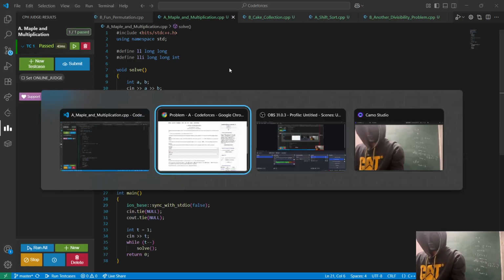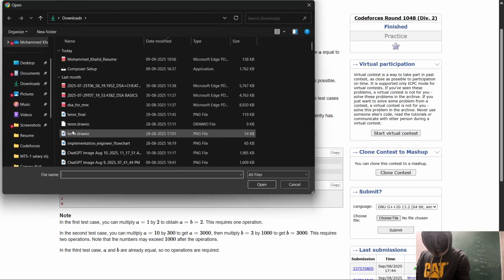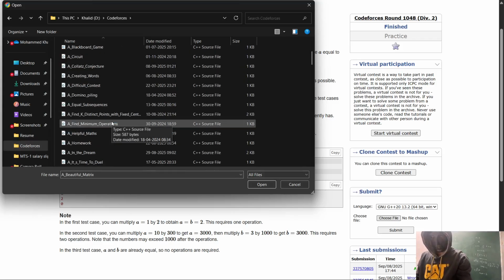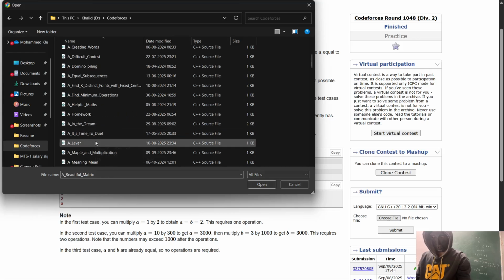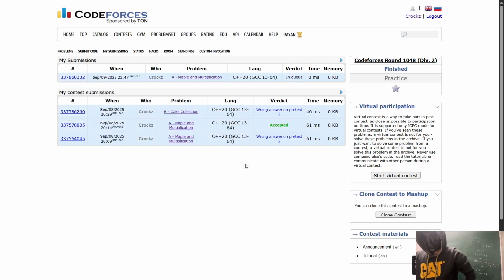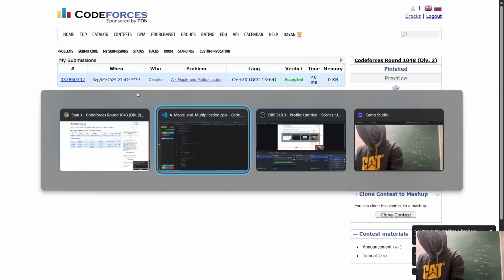Let's try to submit the code. This is Codeforces, and the problem name is Multiplication Game. Let's try to submit it. So yeah, it got accepted. I think you guys can solve it in this way.